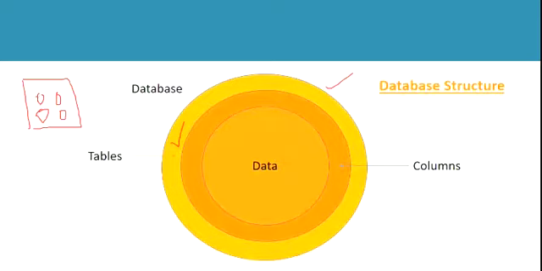Inside tables we have columns. So inside each and every table we have columns. For example, if student is a table name, then in student I can have the student name and student roll number, right? So these are called columns, and columns are inside tables. This shell is called columns. The outer shell of columns is called a table, and the outer shell of a table is called a database. The innermost shell of the database is called data, and this is what we need.